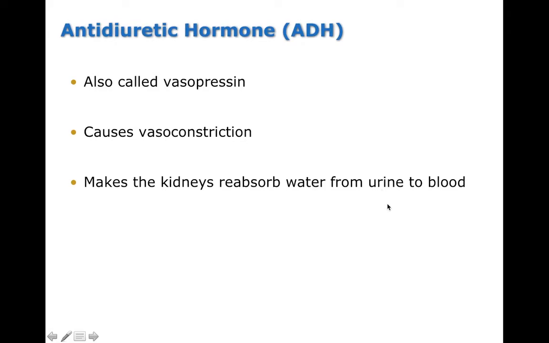Actually, this should say filtrate, not urine. But it prevents water from being lost into urine. That's why it's called antidiuretic hormone. So ADH would cause you to have a lower urine output, but by retaining more water, you also keep your blood volume elevated, which keeps your blood pressure elevated.